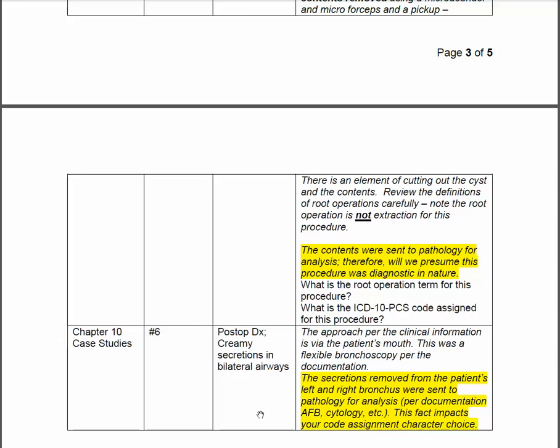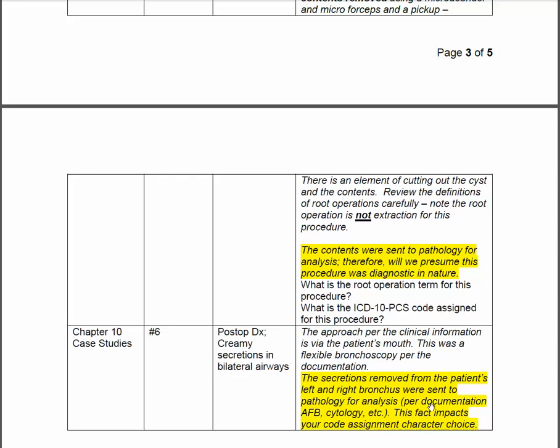They noted that the patient has what they termed in the clinical operative report in your textbook as creamy secretions in the right lower lobe bronchus and the left lower lobe bronchus, which were drained and suctioned into a canister for cytology, AFB, fungal gram stains, culture, etc. So that is definitely diagnostic in nature. They're taking those secretions and they're going to see what comes back from the laboratory. The indication at the top of the operative note says rule out valley fever and pneumonia.